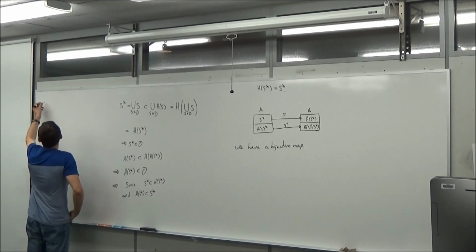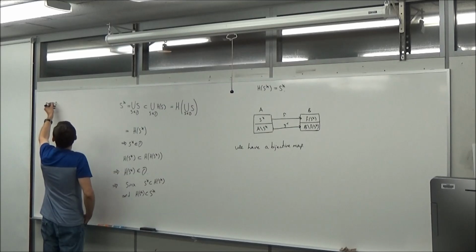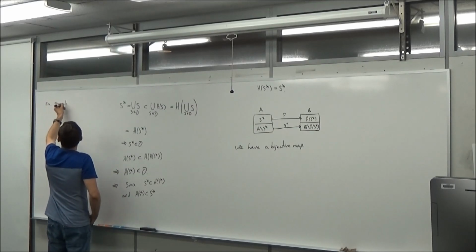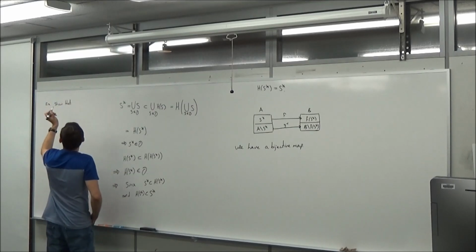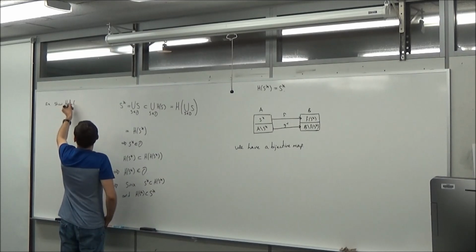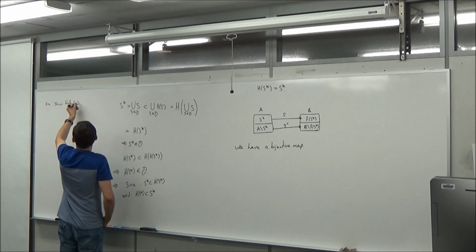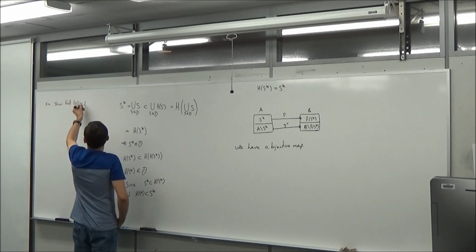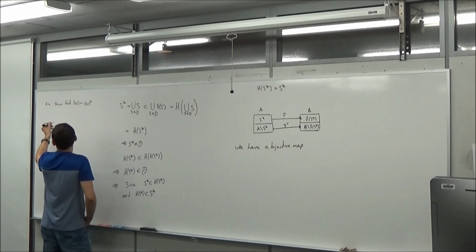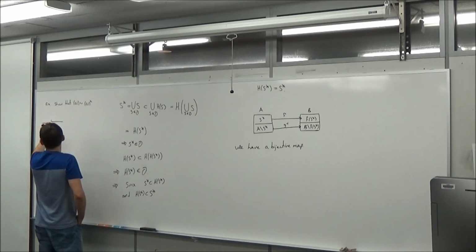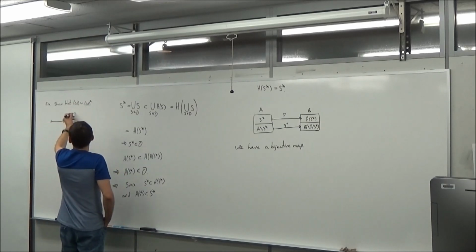Example: show that the interval 0, 1 is equivalent, it has the same cardinality as the interval 0, 1 squared. So in other words, what I want you to see is that this small interval is the same as the open box.